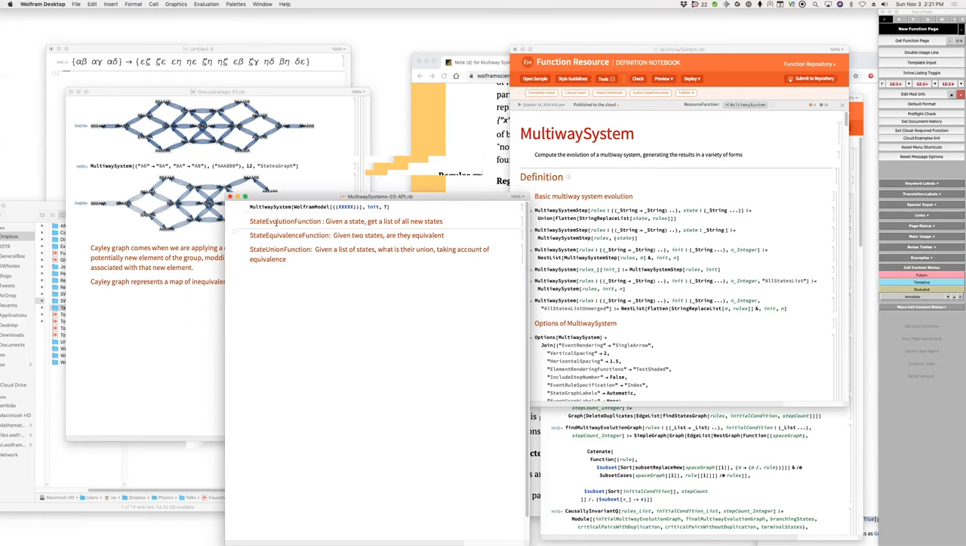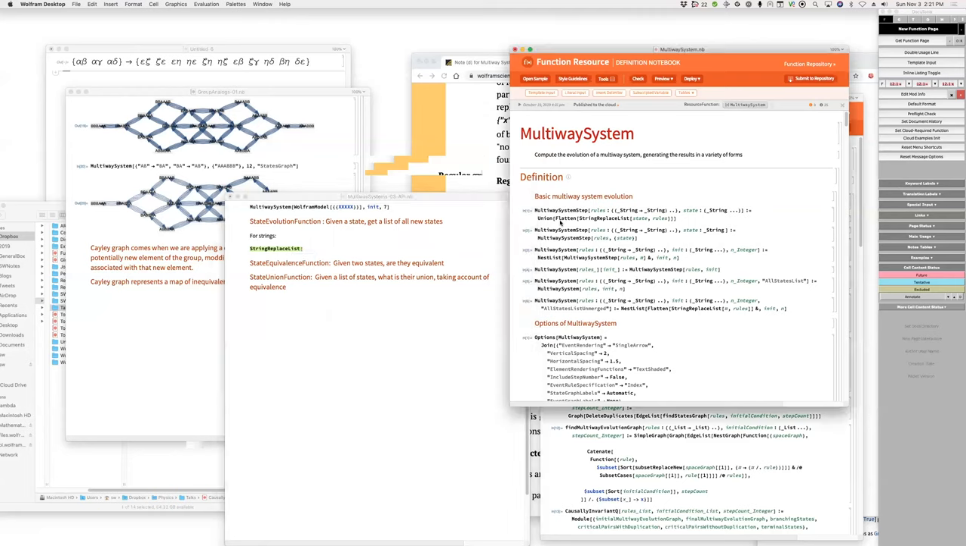Okay, so what we want is the state evolution function for a Wolfram model. For strings, this is simply string... well, actually what it appears to be is flatten of StringReplaceList of state, comma, rules. Do you agree?